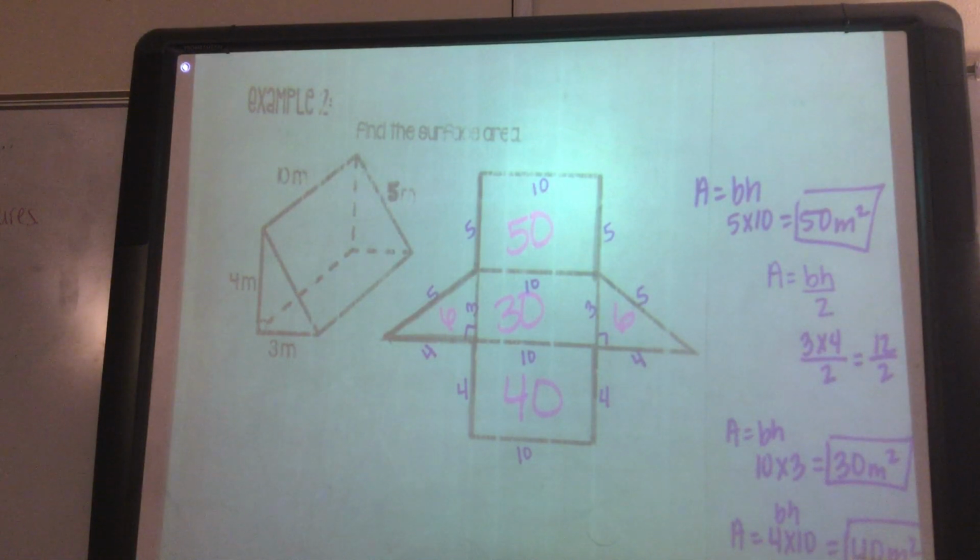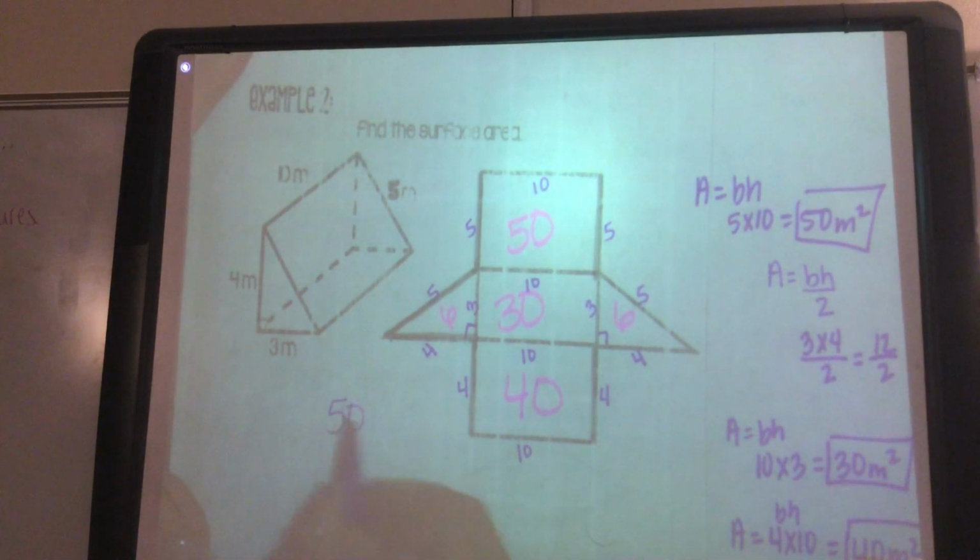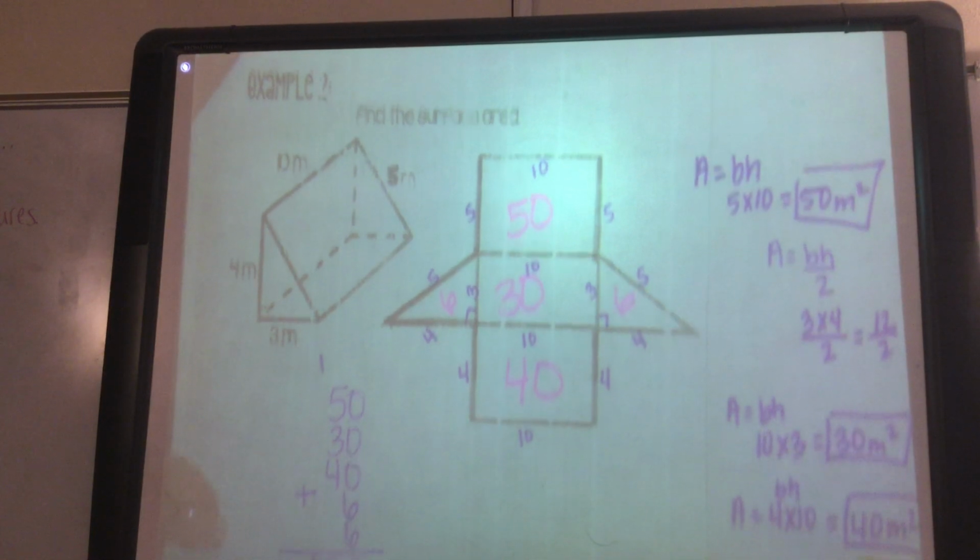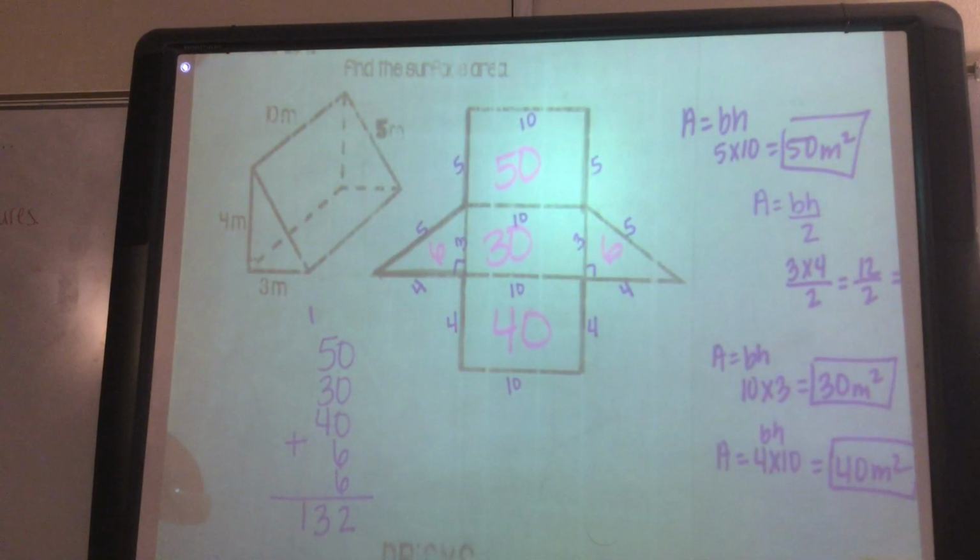Just like our previous figure, now that we have all the pieces found, we put them together to find the total. So we get a total of 132 meters squared.